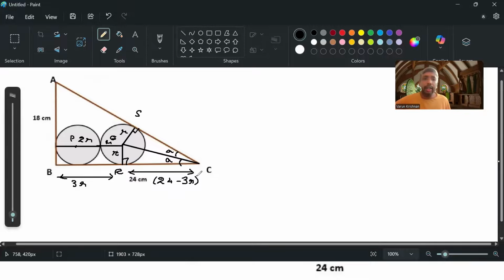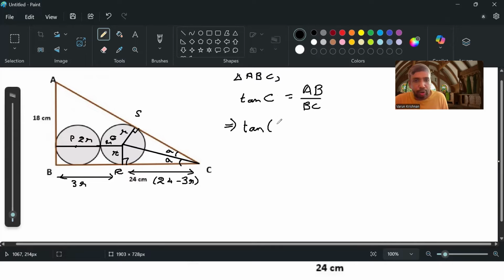So keeping this in mind, let's look at triangle ABC. In triangle ABC, I'm supposed to find out the value of tan of angle C. Tan of angle C is AB by BC, right? Opposite side by adjacent side. But angle C is twice A, right? Because A plus A is 2A. And AB by BC is 18 by 24, which is 3 by 4. Now I know tan 2A is nothing but tan of A plus A.